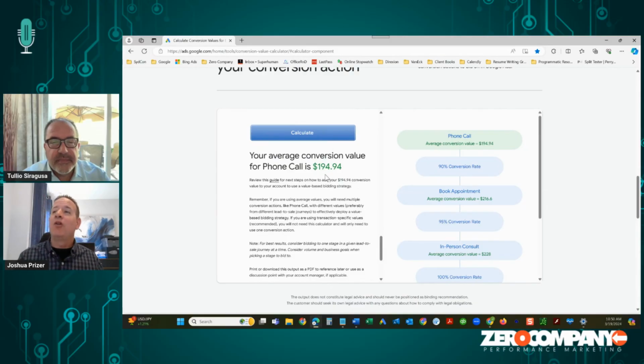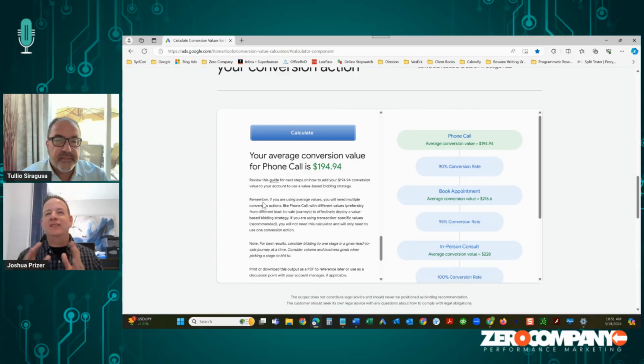So now we have our true cost per lead. We're willing to spend $194 a phone call. And if we're spending $194 a phone call and we're confident in all of these other numbers, then we know every time we spend $194, we're going to generate a $3,800 sale.